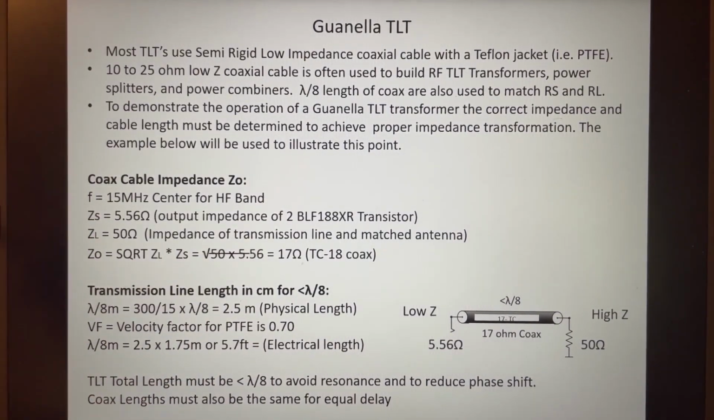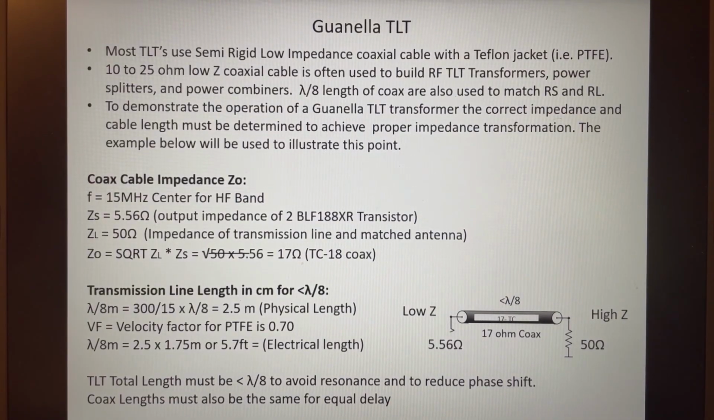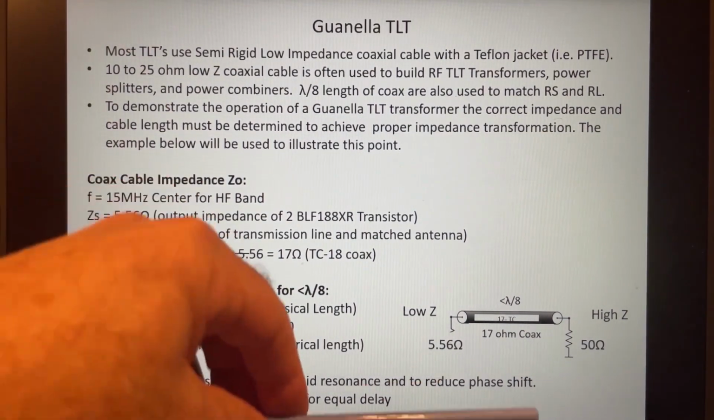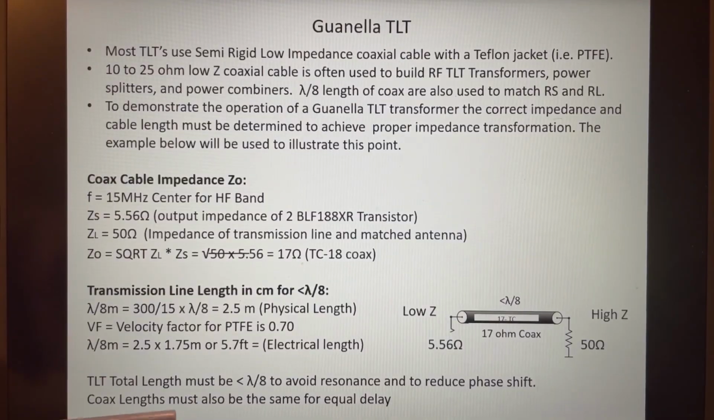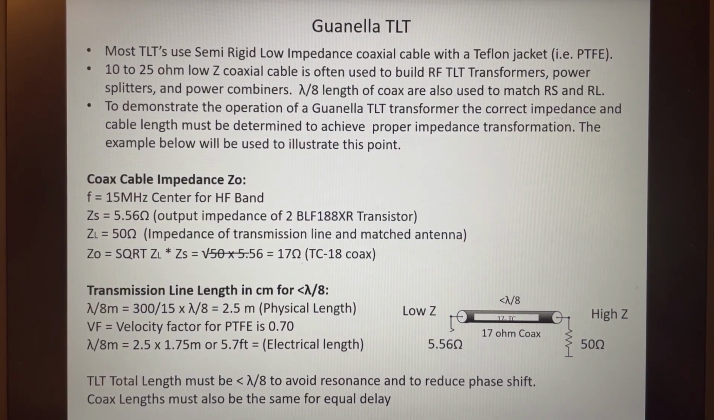And so why does the total length have to be less than an eighth of a wave? Well, we want to avoid any resonant points. And any length of coax, if you put it on a VNA, is going to have a resonant point. So you want to avoid resonance in the frequency range and bandwidth that you're using. And you want to reduce any phase shifts so that you have an equal delay on each line. So that's why we use an eighth of a waveform or less in the length of the coax.